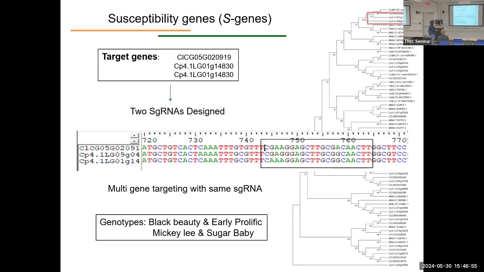So for transformation, I'm using the genotypes Black Beauty and Early Prolific. The transformation and regeneration protocol has already been standardized in Black Beauty, a little bit in EP, but in watermelon, Mickylee and Sugar Baby, we have also already standardized the transformation protocol. So I'm currently using these 4 genotypes with the single construct, which is targeting all these 3 genes together.